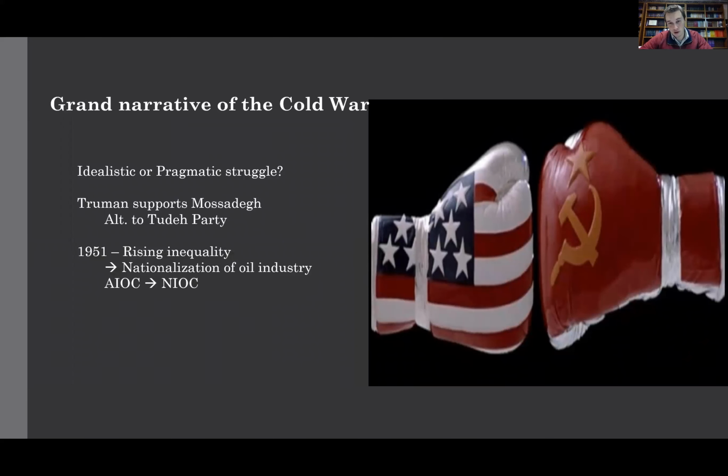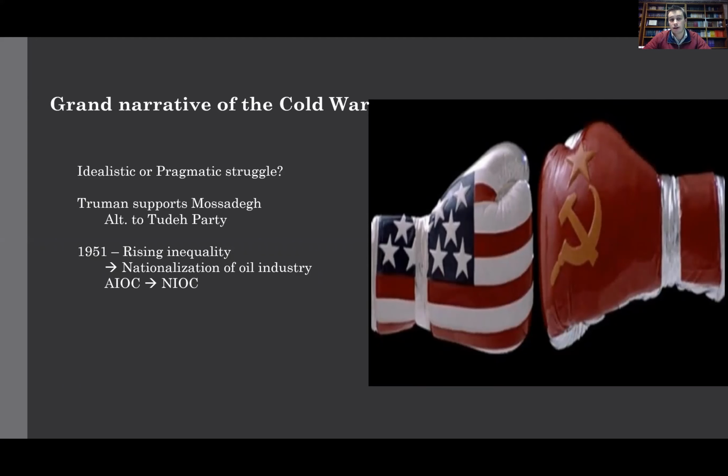And so if you're wondering if this picture is from the Rocky movies, yes, it is, and I don't apologize for that. But the major framework that the Cold War is always talked about in is that it's an idealistic struggle between the United States and the Soviet Union. But was it really an idealistic struggle? Was it a pragmatic struggle of control of political space and influence? I think that's what we're really going to see.